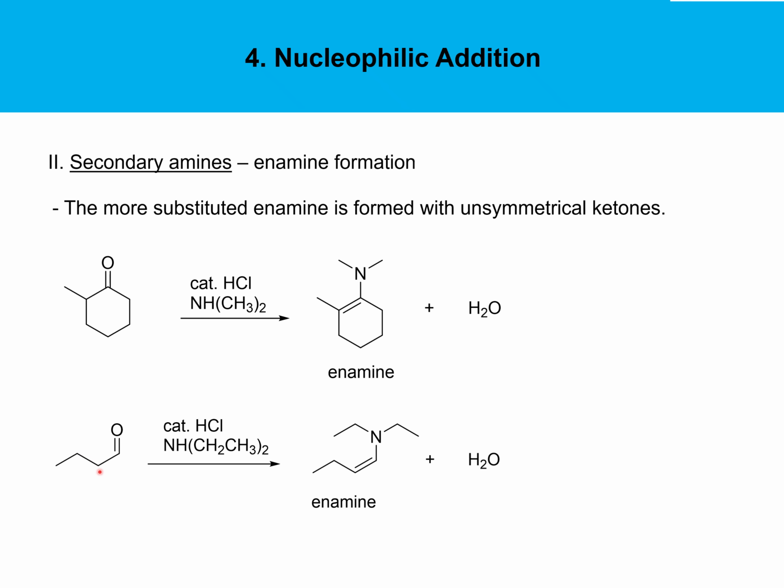Here's an example with an aldehyde. If we use HCl and a secondary amine, we can get the corresponding enamines. Aldehydes only have one alkyl group, so there's only one possible place where we can put the double bond. So the double bond will be here, between two carbons, starting where the carbonyl used to be. On this carbon, we'll also have a nitrogen and two alkyl groups. If the secondary amine has two ethyl groups, we'll have two ethyl groups on the nitrogen of the enamine. The byproduct will be water. This reaction, again, is reversible. We can make it go back to the aldehyde by adding water to the reaction.